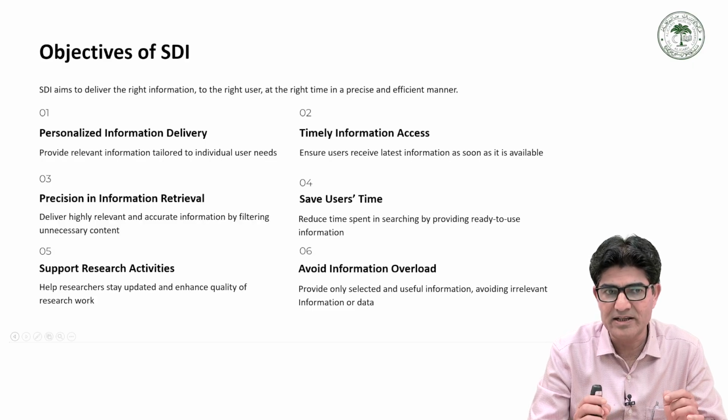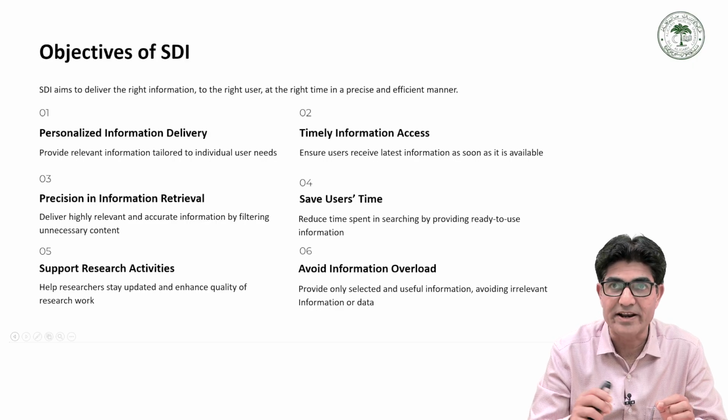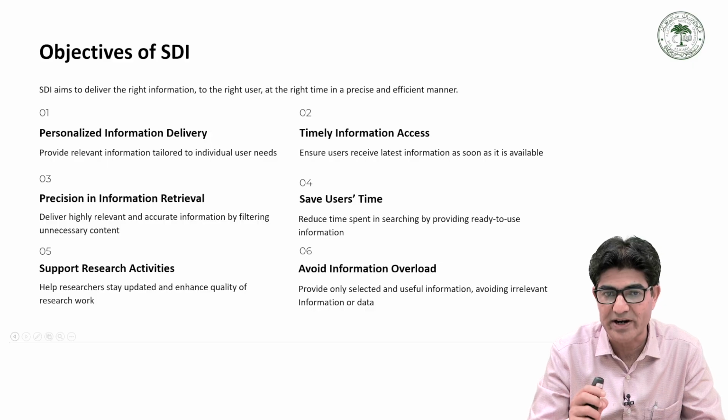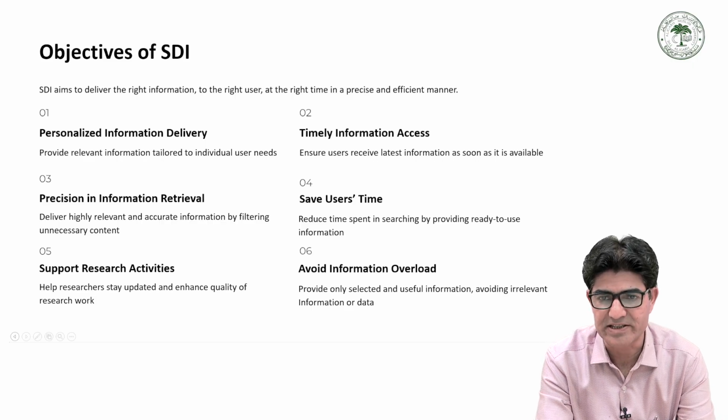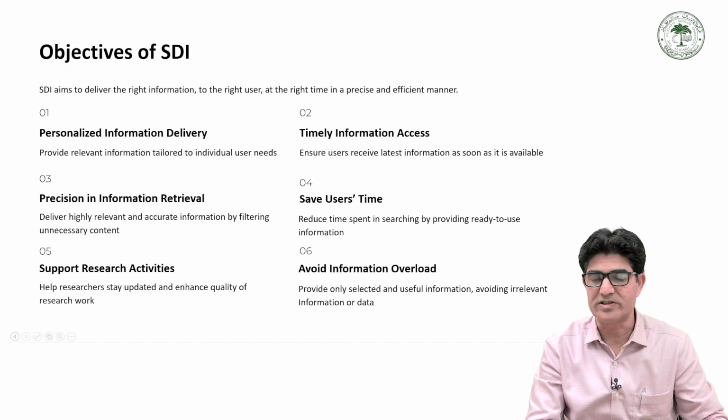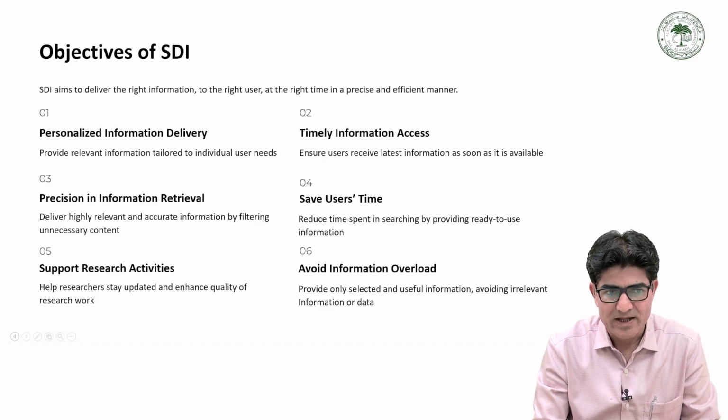And ultimately, we have seen that the major objective is to provide the right information to the right user at the right time. So ultimately, saving the time of the user is an important aspect. So one of the objectives of the selective dissemination of information service is the saving of time of the user. So we can reduce time spent in searching by providing ready-to-use information to the users.